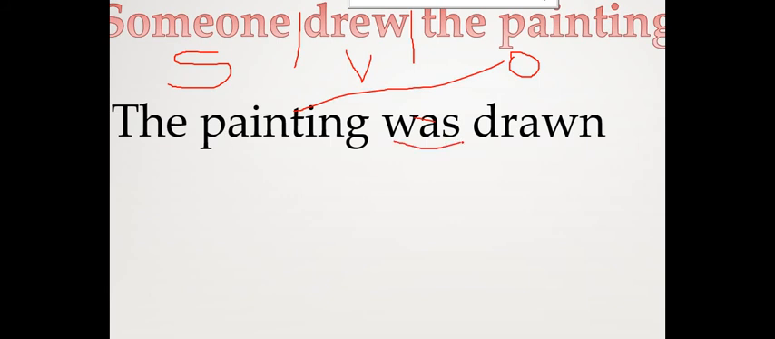The third rule, verb 3, drew. Again we see the verb form in active voice, drew. So what is the third form of drew? Yes, drawn.